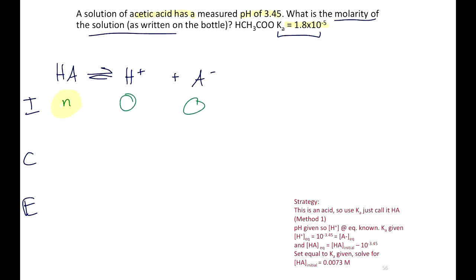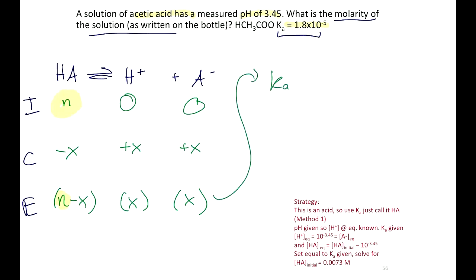0 of that. Hopefully this all looks familiar. This reaction has to go forward. So at equilibrium, we have N minus X of HA. X of H plus, X of A minus. All right? So we need to figure out what this N is. So let's just go ahead and plug that into the Ka expression because I give you what that is. So Ka is X squared over N minus X equals 1.8 times 10 to the negative 5.